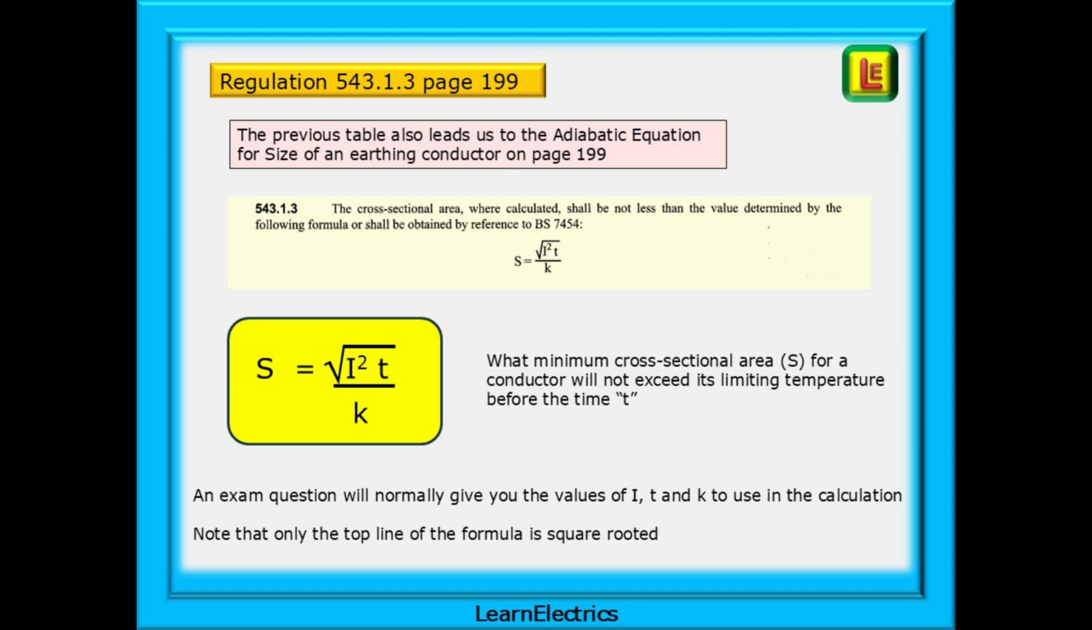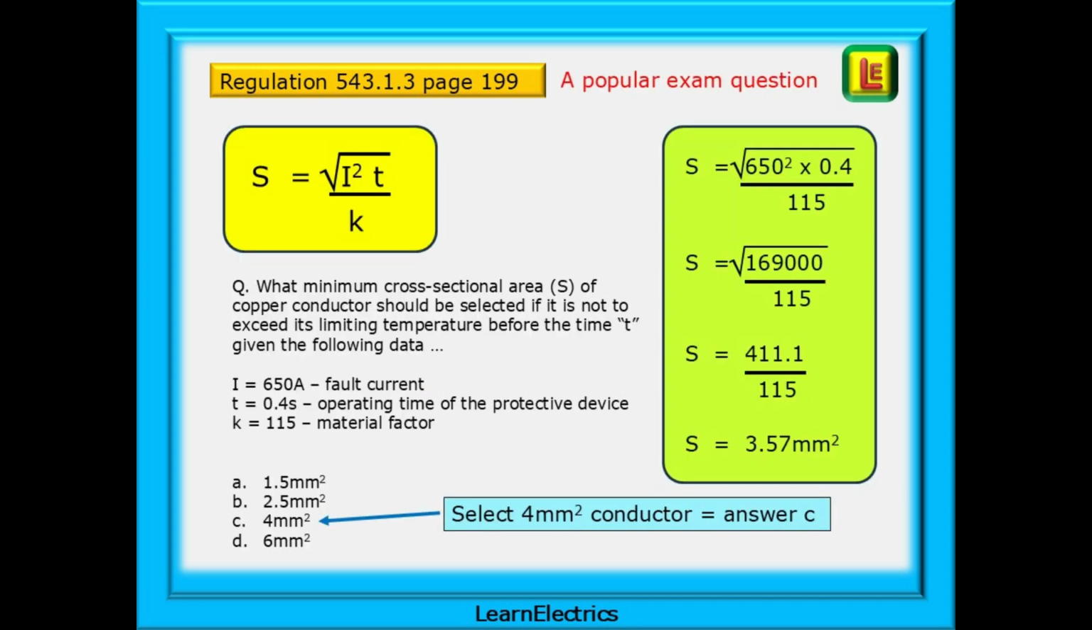time T has expired. What minimum cross-sectional area S of copper conductor should be selected if it is not to exceed its limiting temperature before the time T given the following data? There are 4 possible answers. Choose the correct one for minimum size. The box on the right shows the correct calculation in several steps.